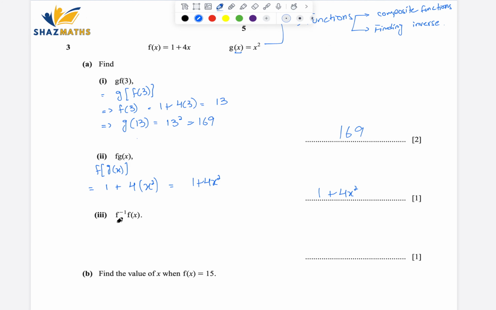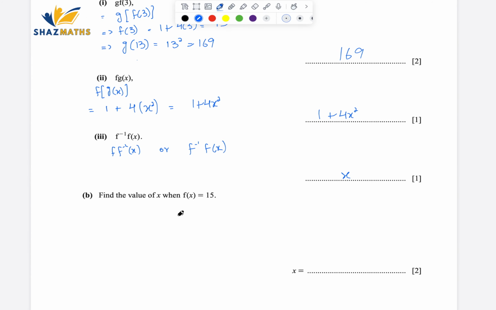Okay, f inverse of f of x. If you remember, it's a straight away concept. So f of f inverse of x or f inverse of f of x, they basically both cancel out each other, so we are always left with just x inside. So that is the answer.